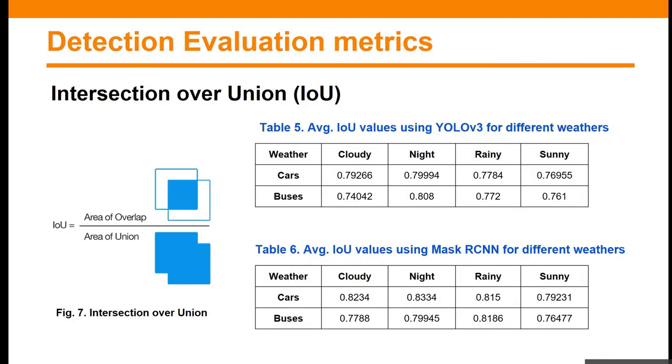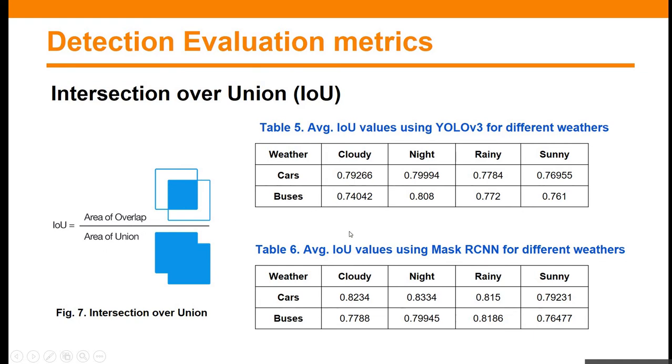In order to measure the performance of detection, we use several detection evaluation metrics. The first one is intersection over union. For the intersection over union, we have a predicted bounding box and a ground truth bounding box. The intersection over union is basically the ratio of the overlap region to the area of the union.